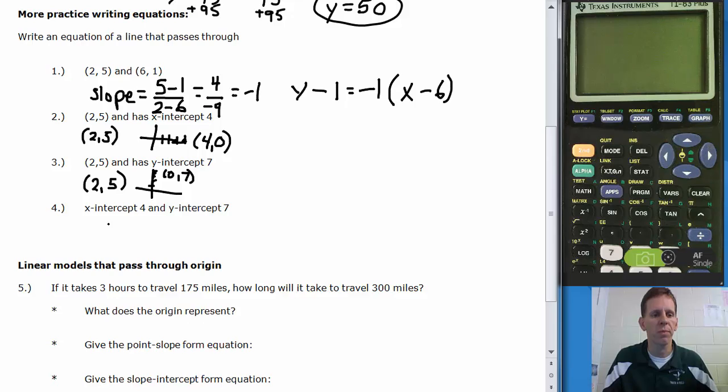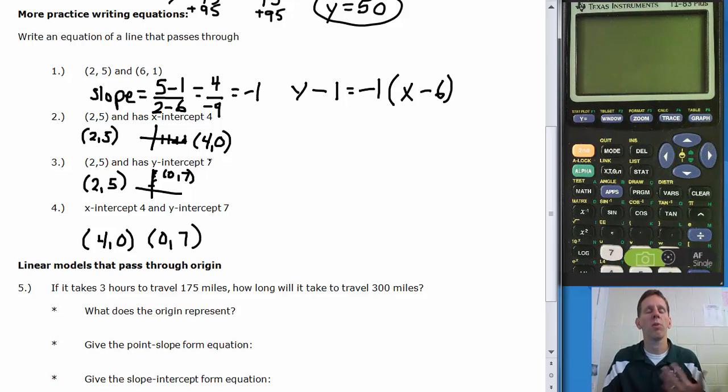plug in a point, and use point-slope form. If you have an x-intercept of 4 and a y-intercept of 7, that's just merely the points (4, 0) and (0, 7). Find the slope between the points, plug in one of the coordinates, and then you've got your point-slope form.